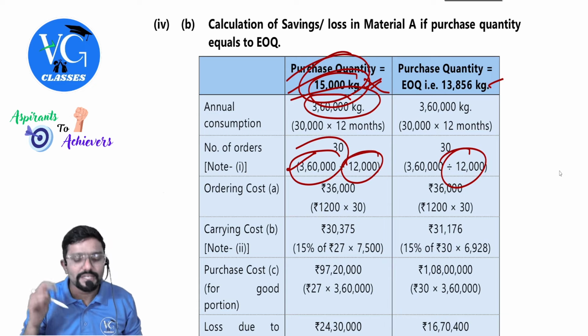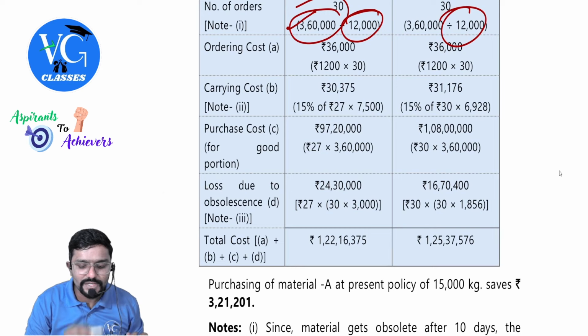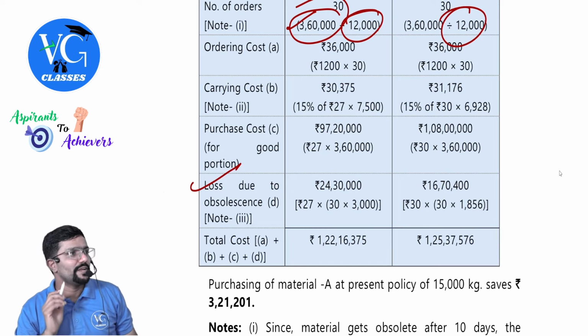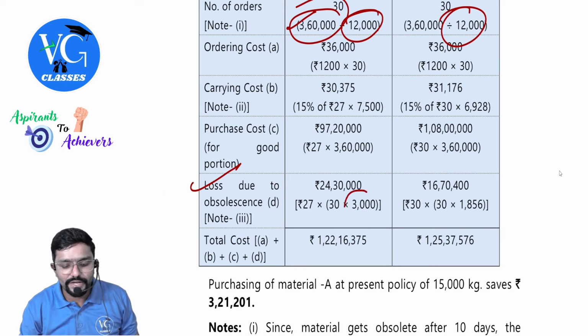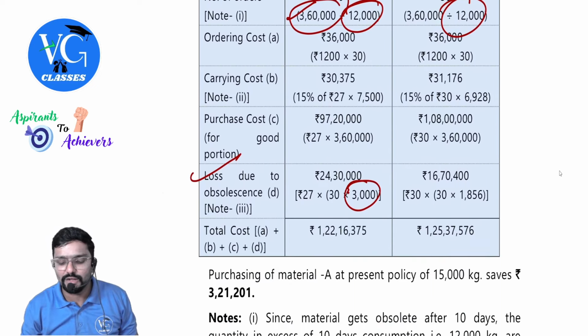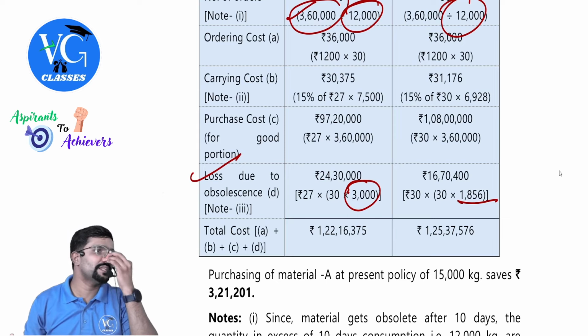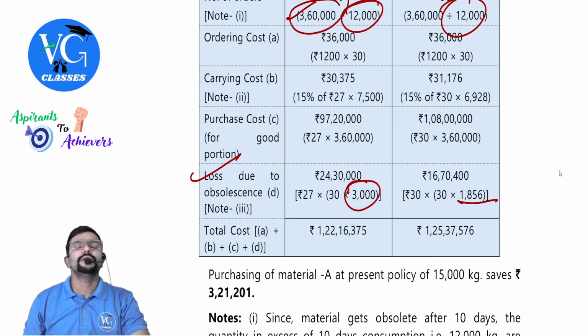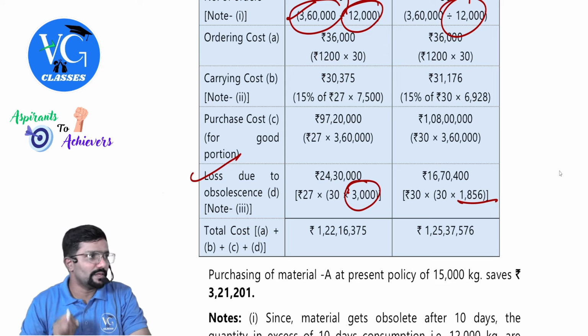Clear? Sir, should we consider that loss also? Yes, you can see they have also considered that loss separately. If you order 15,000, every order, how much loss? 3,000. If you order 13,856, every order, what is the loss? 1,856. Anything over and above 12,000.